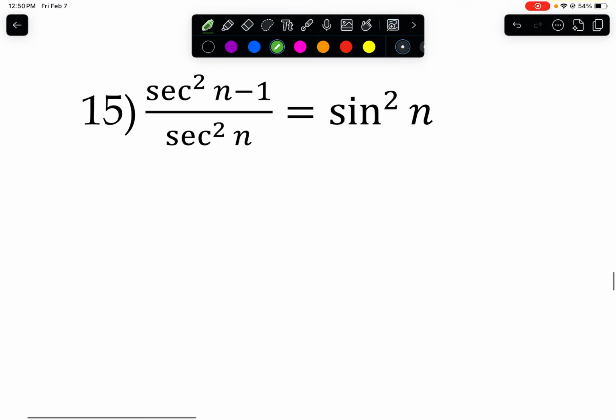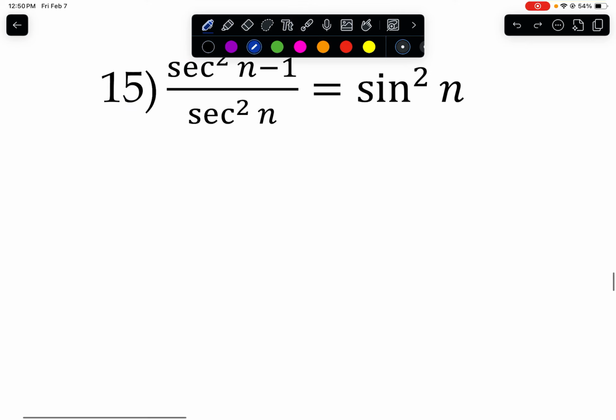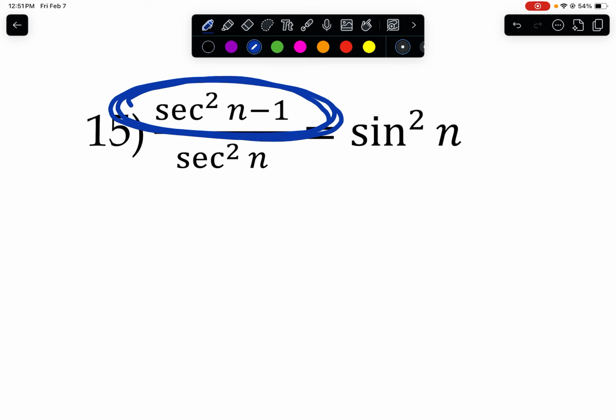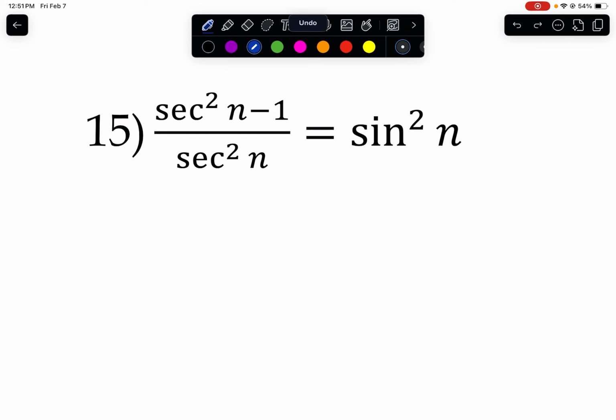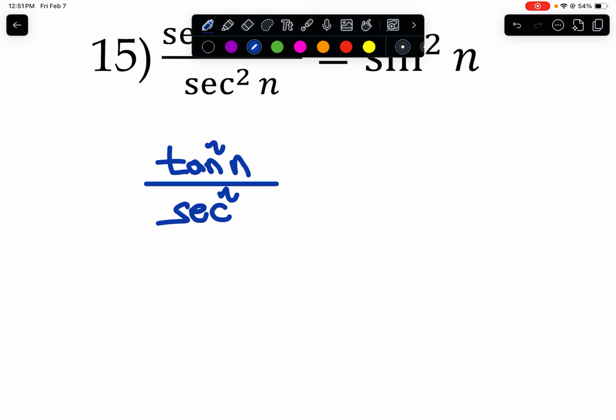Oh, Lordy. Let's do a dark blue. I'm feeling a dark blue. So I look at this one and I see a dumpster fire happening over here on the left side. So, well, let's do the left side. So I can recognize that secant squared n minus 1, that is actually going to be a Pythagorean identity. So secant squared n minus 1 is, drumroll, tangent squared n. And that's going to be over secant squared n.